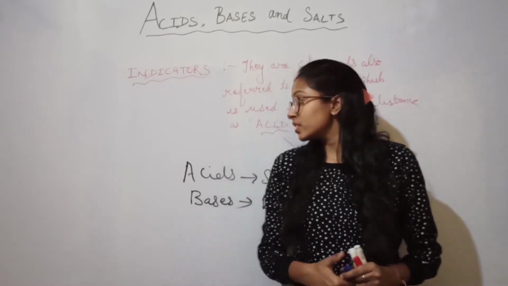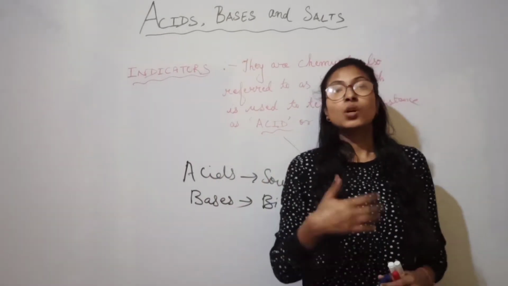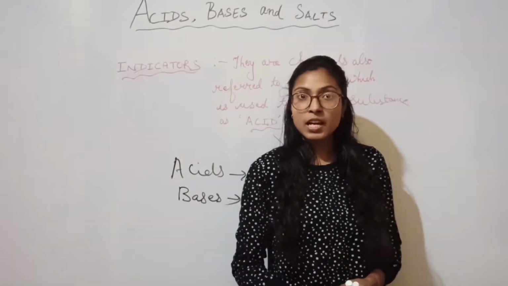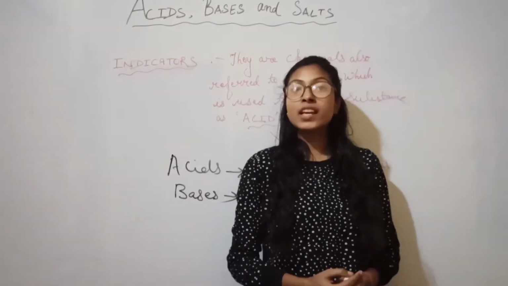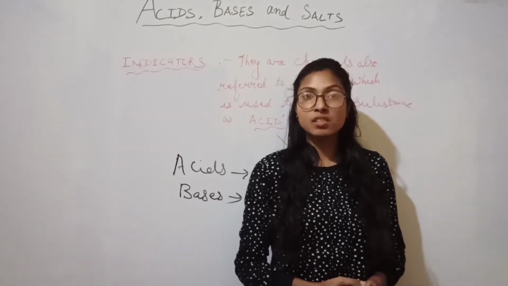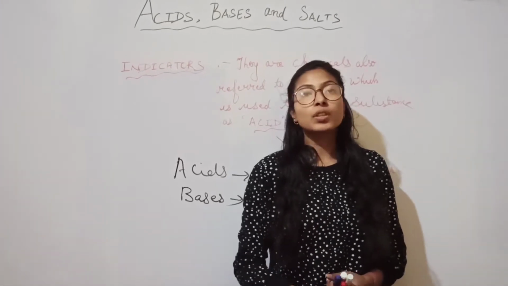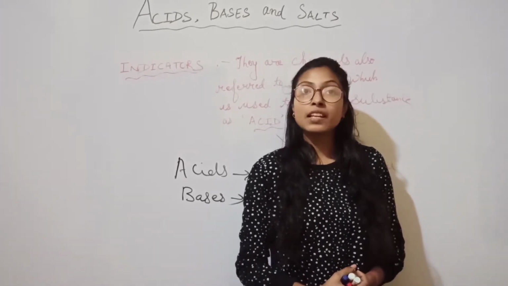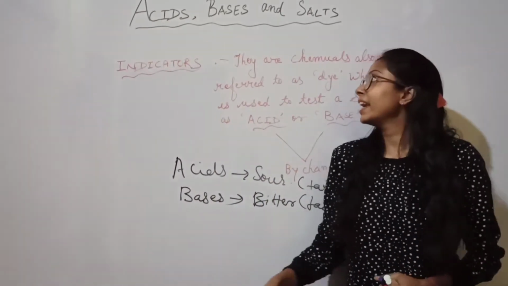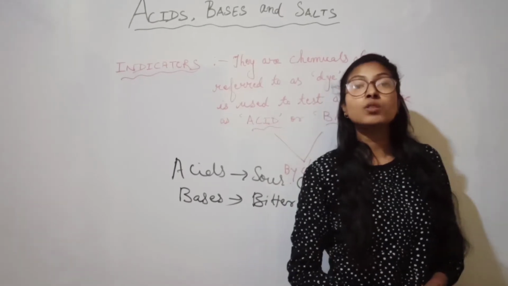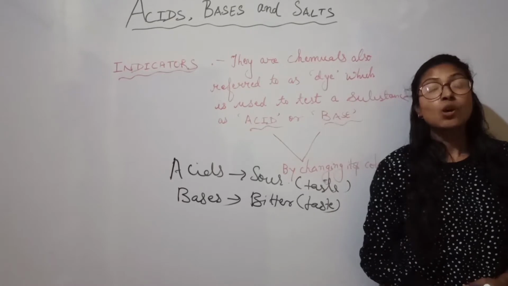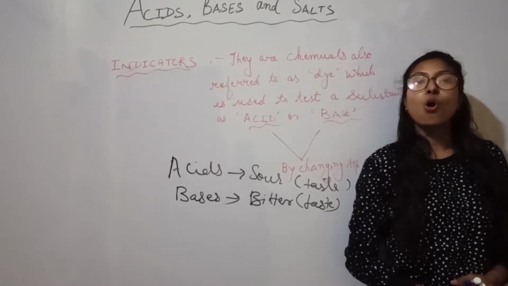Now, by tasting we can say that a particular substance is an acid or the other substance is a base. But in nature all the acids and all the bases cannot be tasted. They may be harmful, they may be poisonous. So then how can we know whether a substance is an acid or a base? For that we use indicators. Now what are indicators? Indicators are chemicals and they are also referred to as dyes.